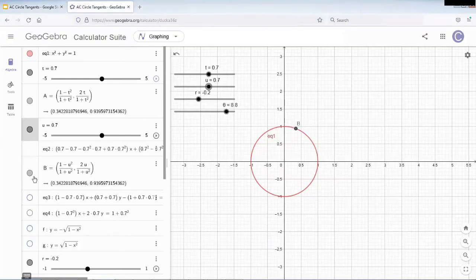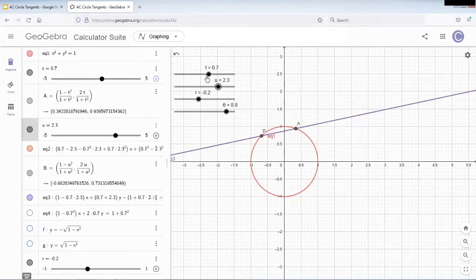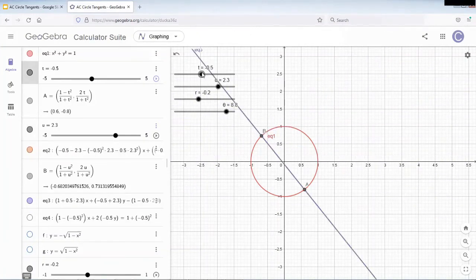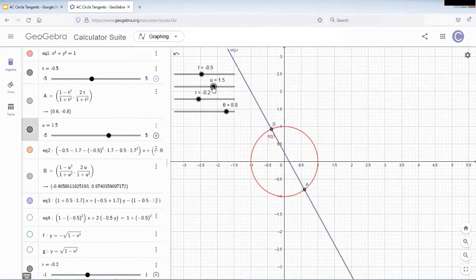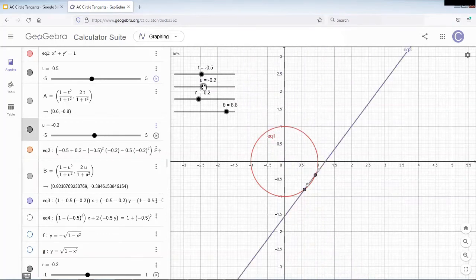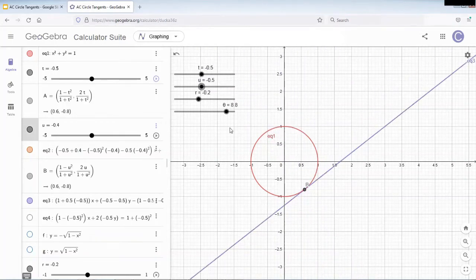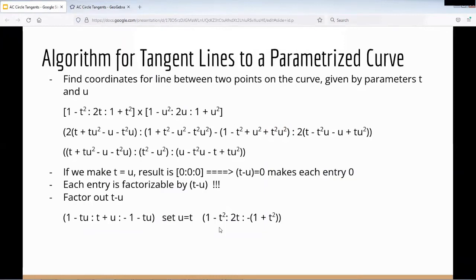So here's now our new line, and you can see same idea. However, when we make u equal to t, voila, now we have a tangent line. All right, so all that's left for us to do is set t equal to u, and we get this sort of finished version of our equation.